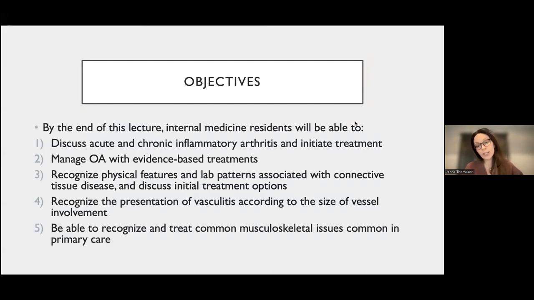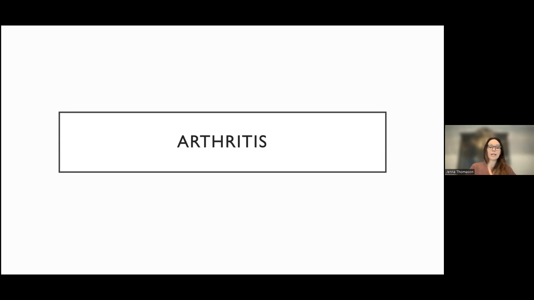By the end of this lecture, internal medicine residents will be able to discuss acute and chronic inflammatory arthritis and initiate treatment, manage osteoarthritis with evidence-based treatments, recognize physical features and lab patterns associated with connective tissue disease and discuss initial treatment options, recognize the presentation of vasculitis according to the size of vessel involvement, and be able to recognize and treat common musculoskeletal issues that are commonly seen in primary care.